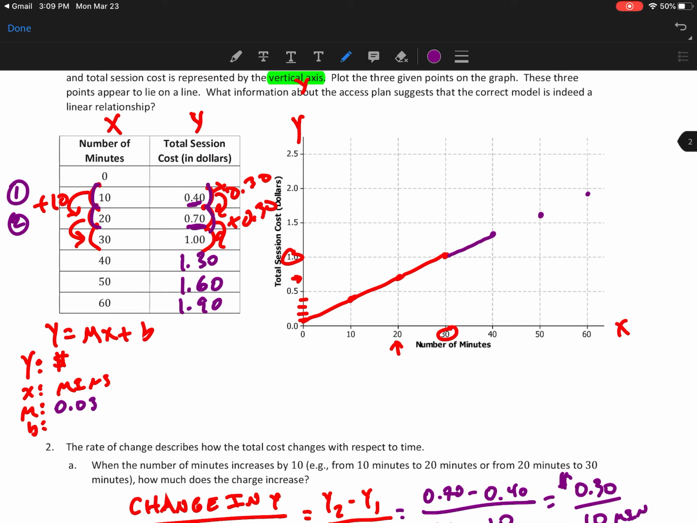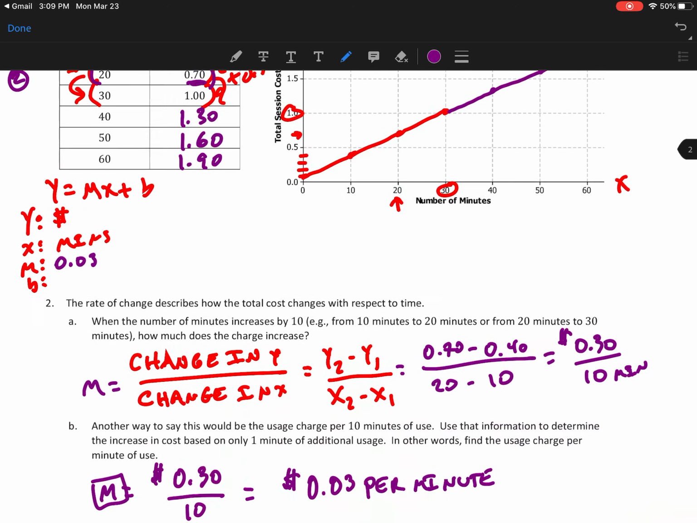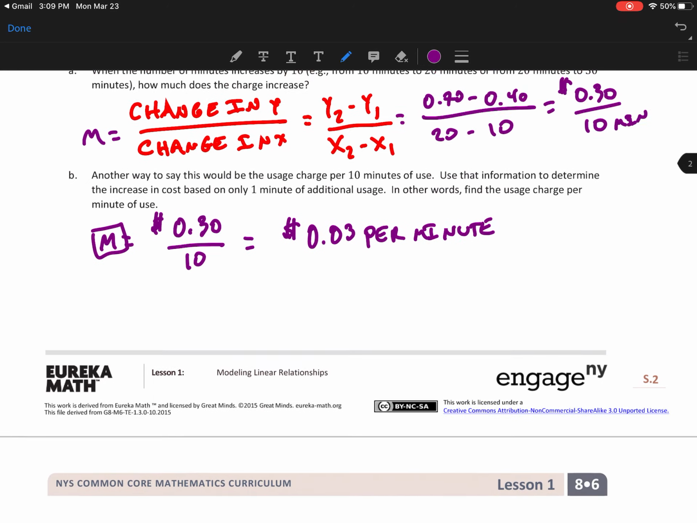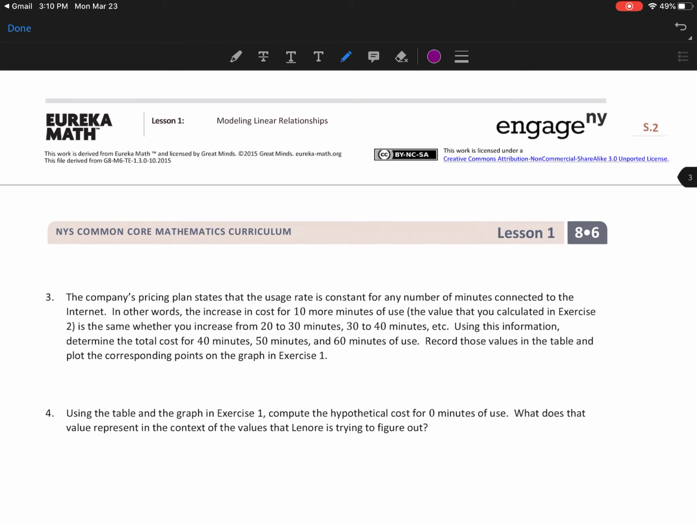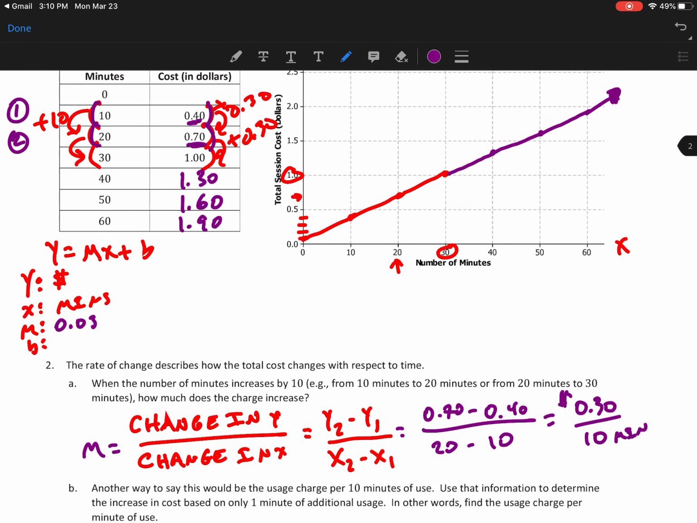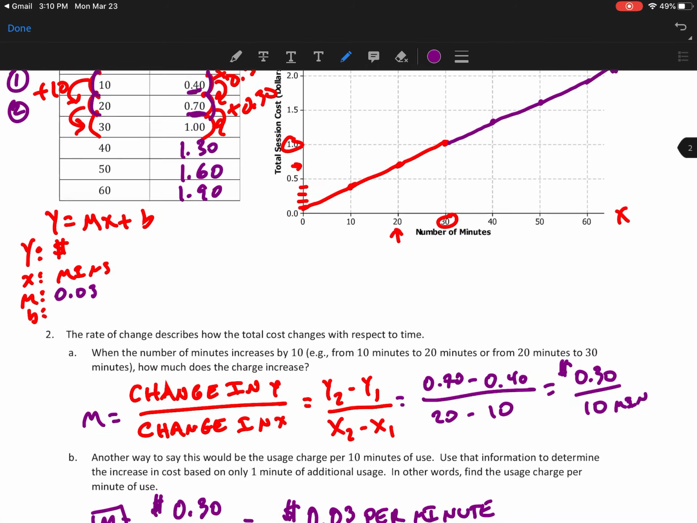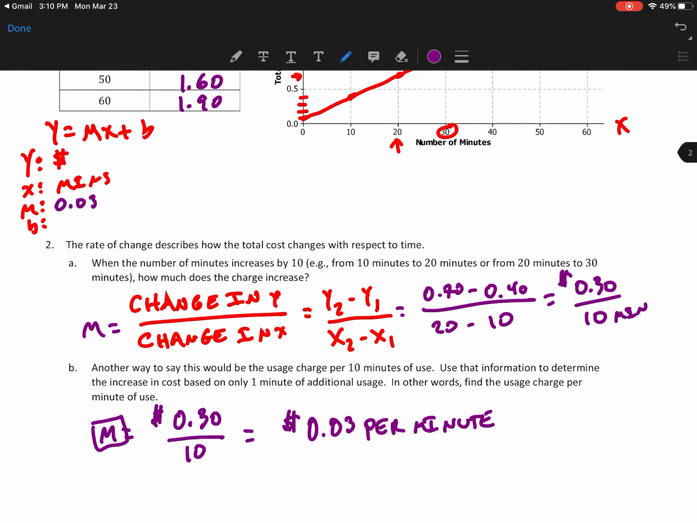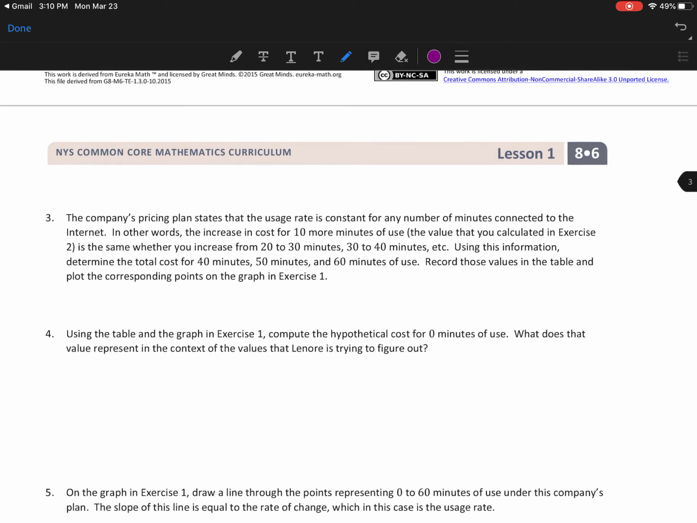And we can connect those dots, and we get ourselves a very nice straight line that picks up where we've left off. And we can even continue it out because I'm sure there are times when you will be on the internet for longer than 60 minutes. Okay. And we have found that at 40 minutes, $1.30, 50 minutes $1.60, 60 minutes $1.90.